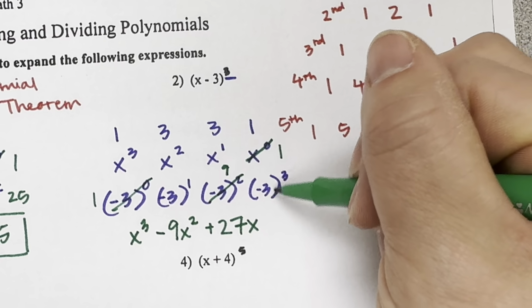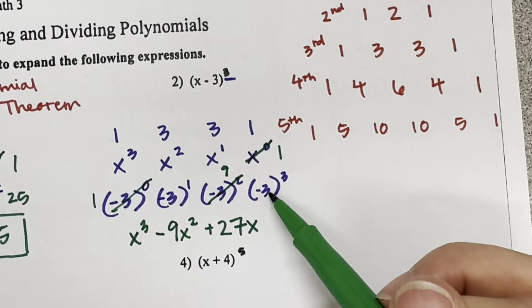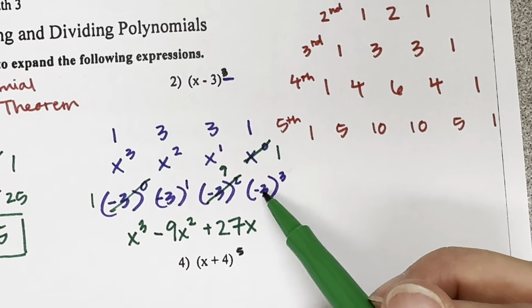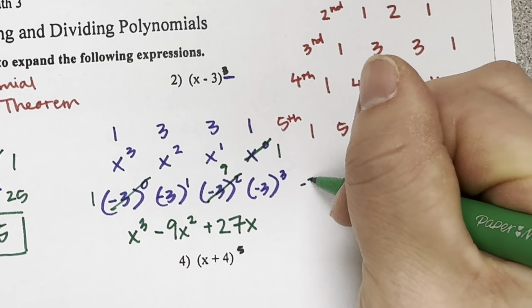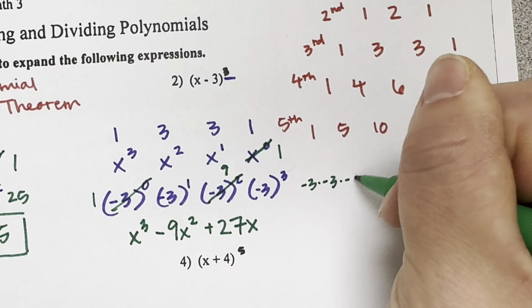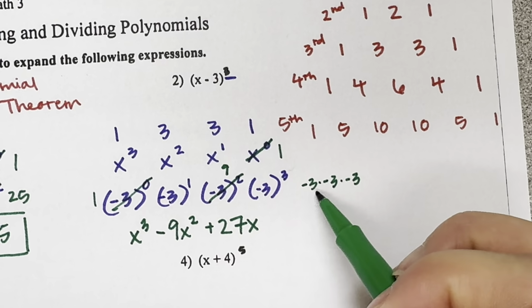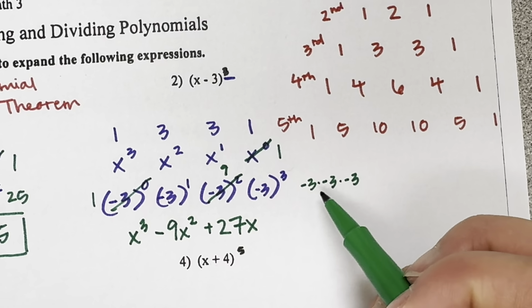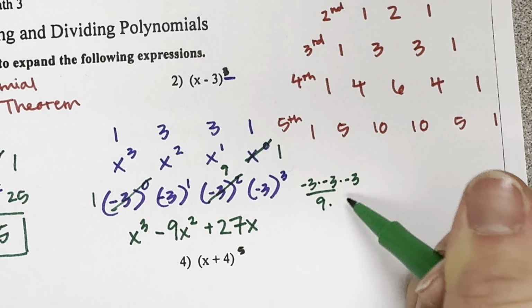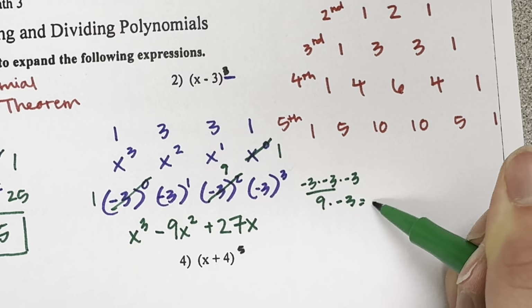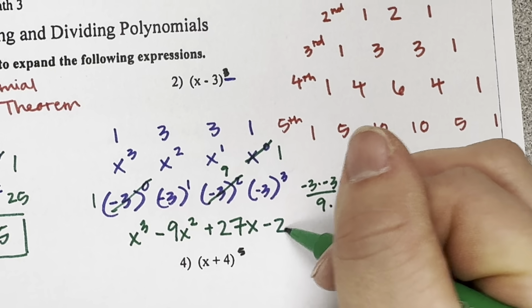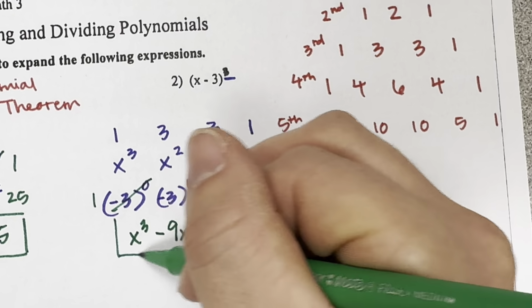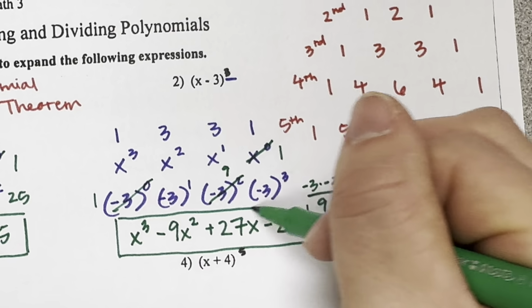And this is where we need to remember this negative. Okay, so negative 3 to the power of 3 is going to be negative 3, and I'm just going to write this out. Negative 3 times negative 3 times negative 3. Okay, well that would give me positive 9, but then times negative 3 is what gives me my negative 27. And there we go. There is my final expression.